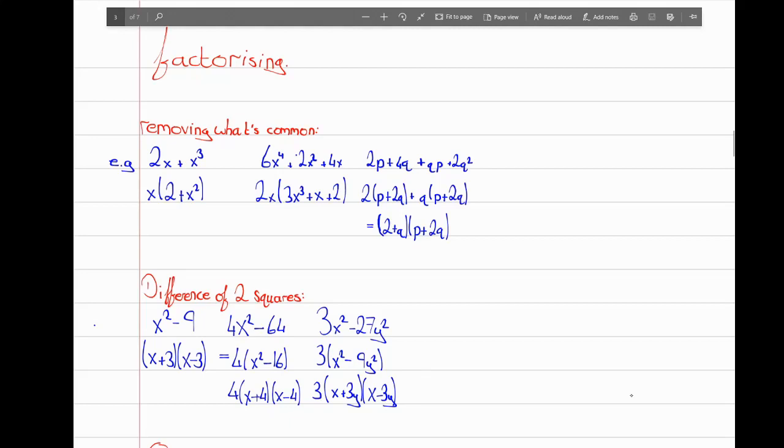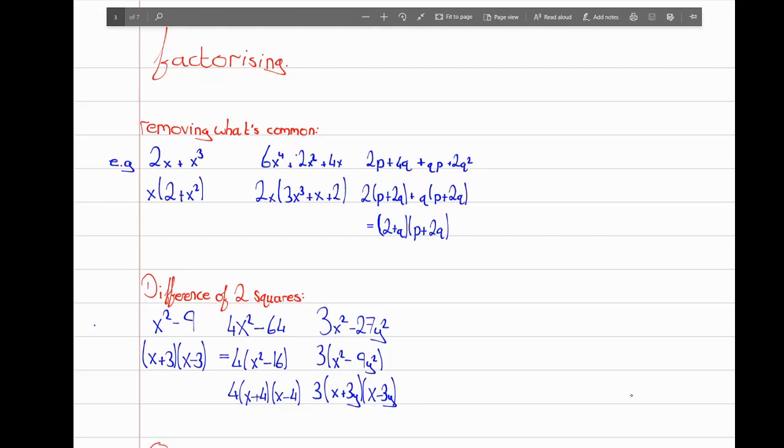A more complicated version of that will then be, over here we have an x in everything. So we can pull out an x, but also everything here is divisible by 2. So as a result, you can pull out 2x instead. So that'll be 2x times 3x cubed. If you multiply that in, you'll get 6x to the 4 back. You'll then get 2x times x will give you back 2x squared, and 2x times 2 will give you 4x.